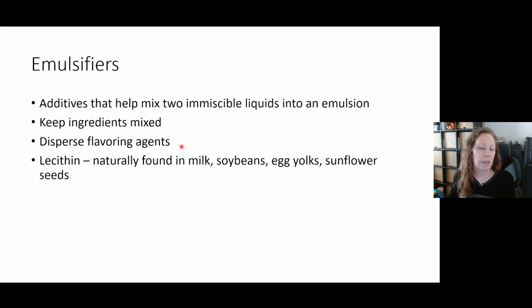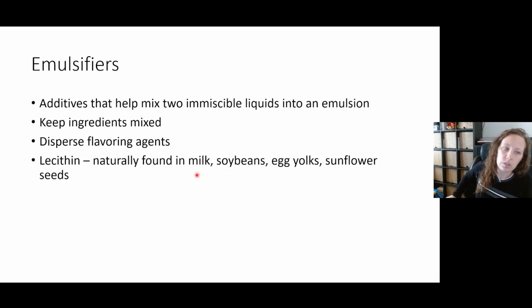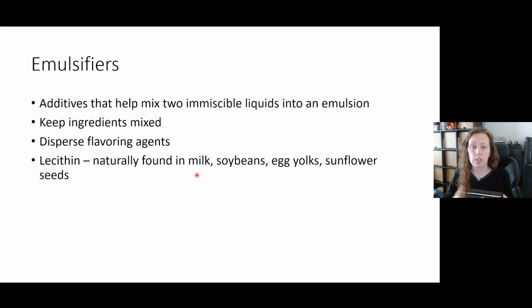So most of our emulsifiers are natural. We have lecithin, which we've talked about before. There are several sources of lecithin. We've focused a little bit on egg yolks, but it's also found in milk, soybeans, and sunflower seeds. A lot of times, like on your mayonnaise, you'll see sunflower lecithin, or maybe safflower. You'll see lecithin, and then you'll also see what the source is.